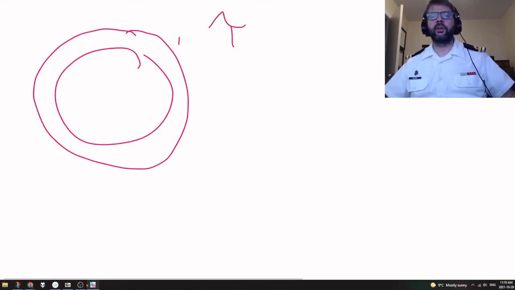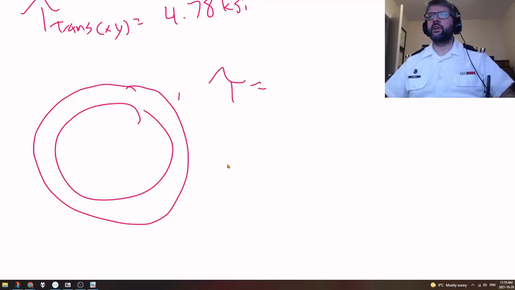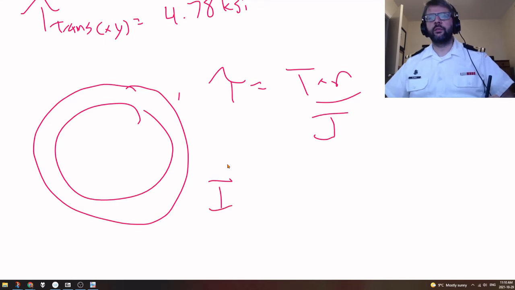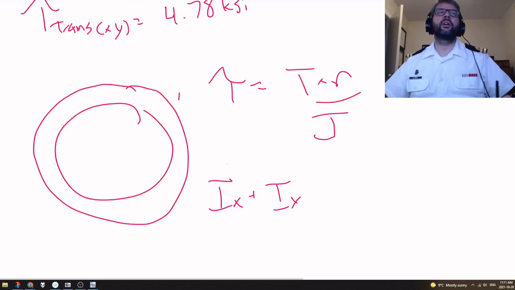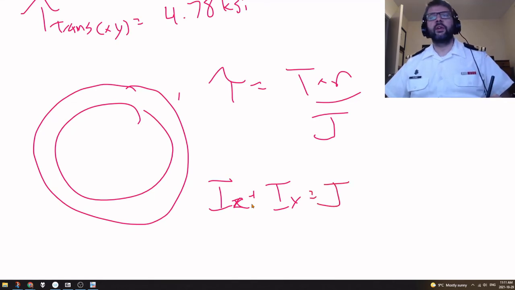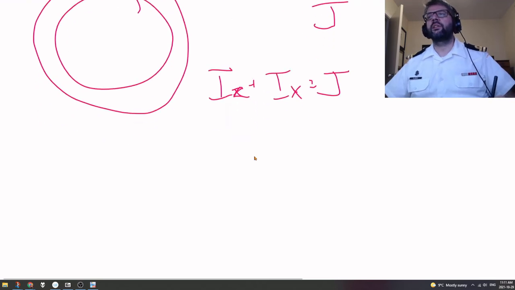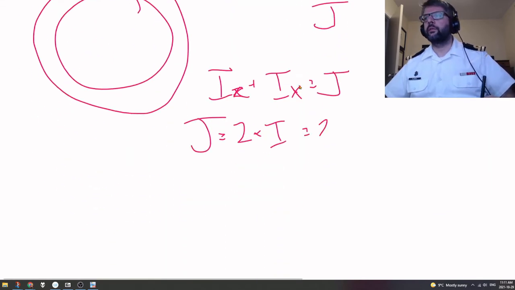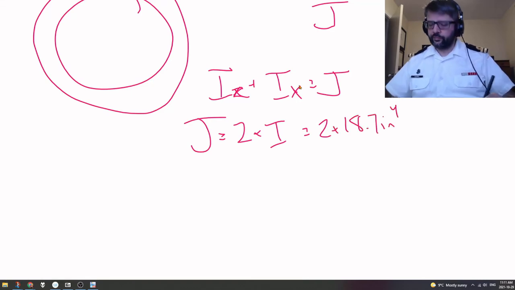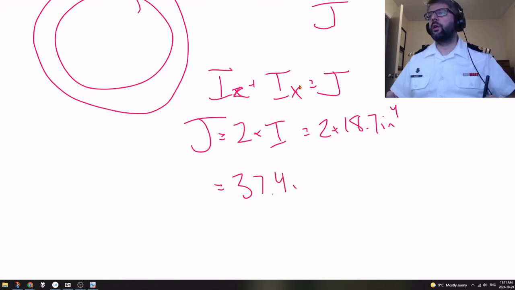So, anyways, as for what its magnitude is, we just need to go to our torsion formula. Our torsion formula is that our shear is equal to the torque times the radius divided by J. What's J? J is equal to Ix plus Iy. Actually, let me think here. Given this coordinate system, that'd actually be Iz and Iy. But they're both circles. Just looking at a circle from a slightly different orientation doesn't change the I at all. So in this case, our J is just going to be 2 times I. So 2 times 18.7 inches to the fourth is 37.4 inches to the fourth.